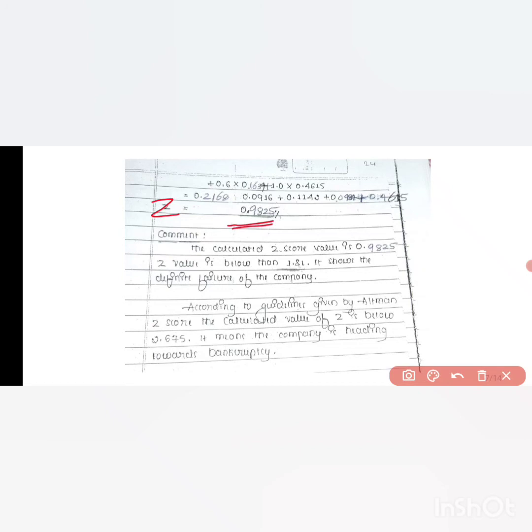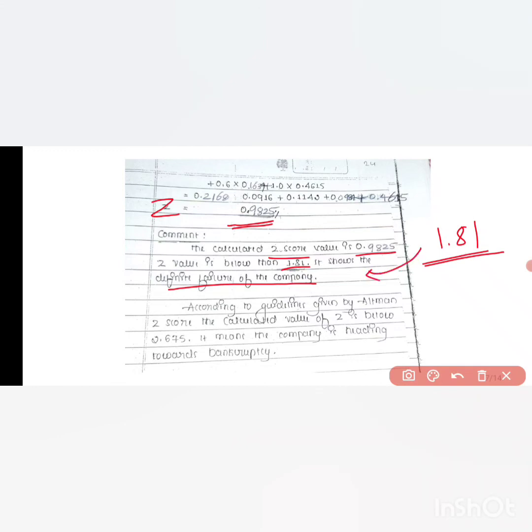The calculated z-score value is 0.982. The value is below 1.81. It shows the definite failure of the company. As we have discussed in our previous video, there were some guidelines given by Altman, and he has given some values also. So if the value is below 1.81, which shows the definite failure of the company, right? So we have to write that comment.